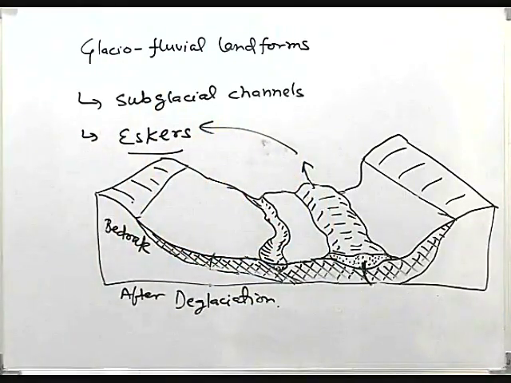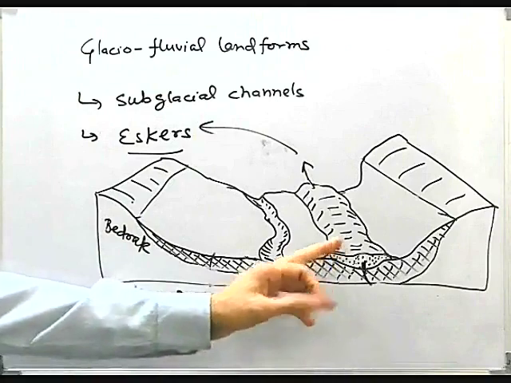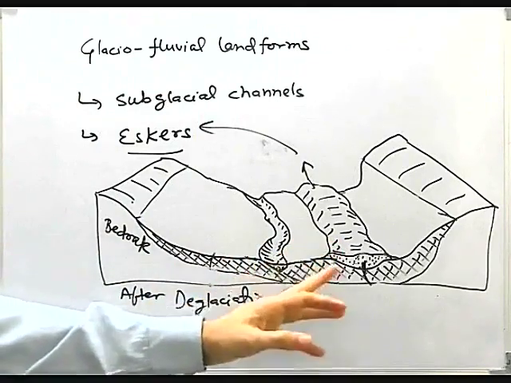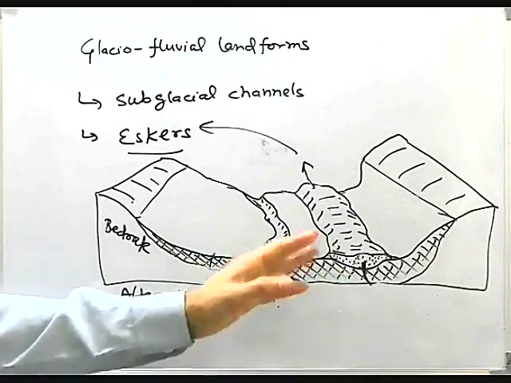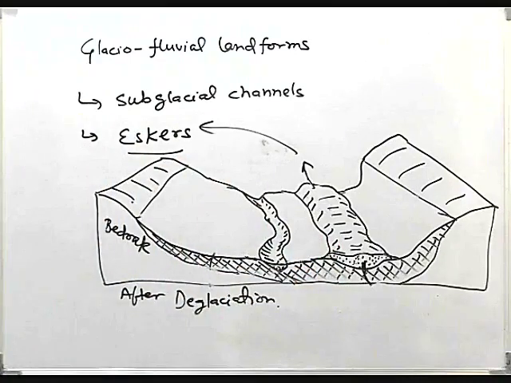These eskers are dominant glaciofluvial landforms. They are very long and winding ridges of sand and gravel that are laid down in meltwater tunnels underneath the glacier. They may be several kilometers long, and they may be from 70 to 700 meters wide, and they may be from 5 to 10 meters high, and they may be branched.